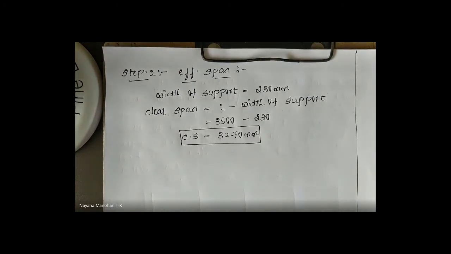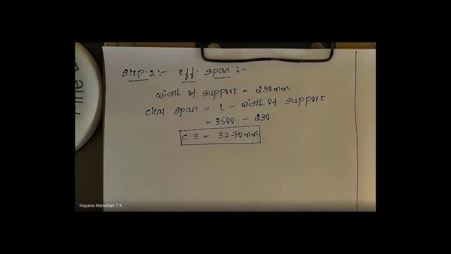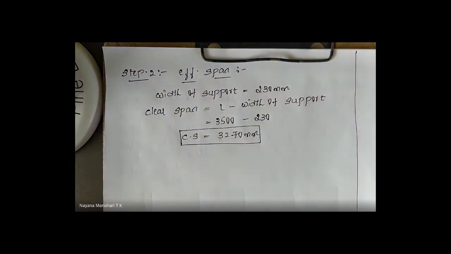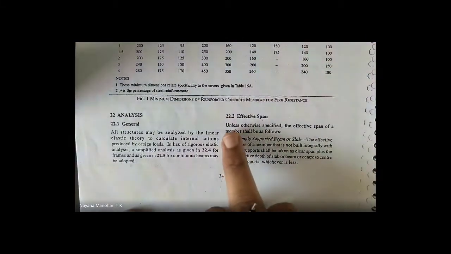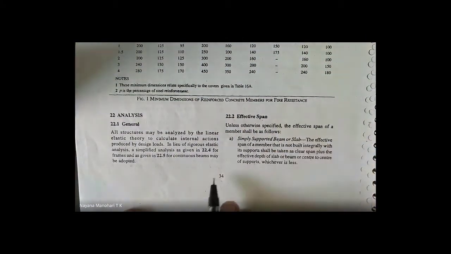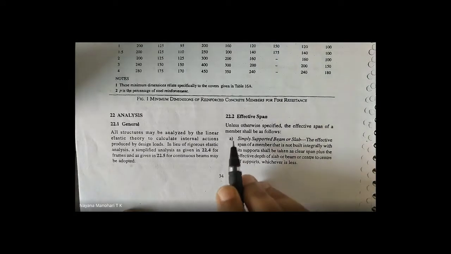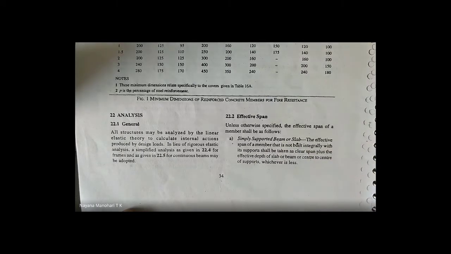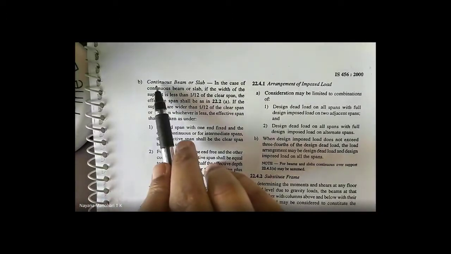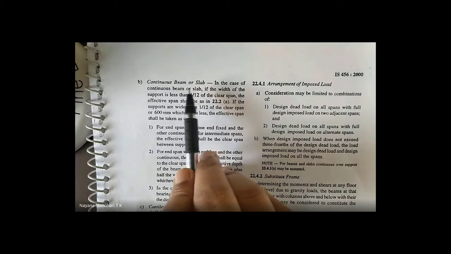Okay, that is from page number 35 of IS 456. I will show you. See here, while calculating the effective span, that is page number 34. There are three cases. First one is a simply supported beam or slab, but in our case it is what? Continuous slab. Go for option B. In our case, it is a continuous beam or slab design you are doing.